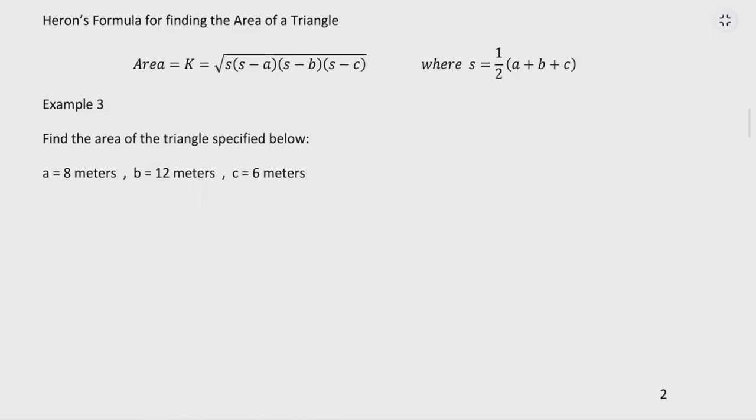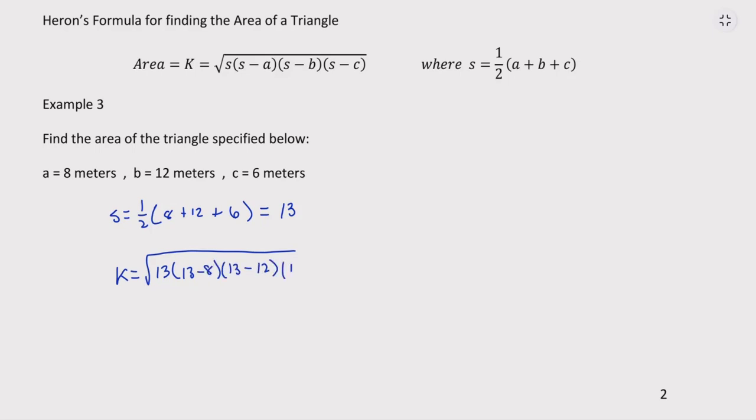So find the area of a triangle with A equals 8, B equals 12, and C equals 6. So first we have to find S, and that would be A plus B plus C times 1/2. So that would be 8 plus 12 plus 6 times 1/2. So if you pop that in your calculator, you're going to get 13. And now find K. So this would be the square root of 13 times 13 minus 8 times 13 minus 12 times 13 minus 6.